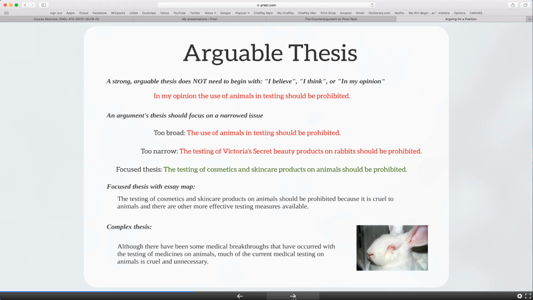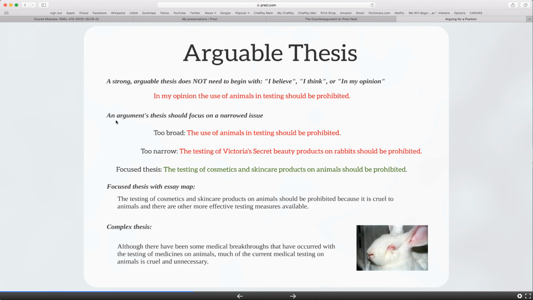Arguable thesis. A strong arguable thesis does not need to begin with I think, I believe, or in my opinion. We've talked about that already in this class, so hopefully that's starting to feel more familiar to you, right? You can see in the red right here, I wrote, in my opinion, the use of animals in testing should be prohibited. If you find yourself writing a sentence like that as just a working thesis, you can still write a sentence like that, but before you put it into your outline or your essay, just get rid of the words in my opinion, and just leave the use of animals in testing should be prohibited.